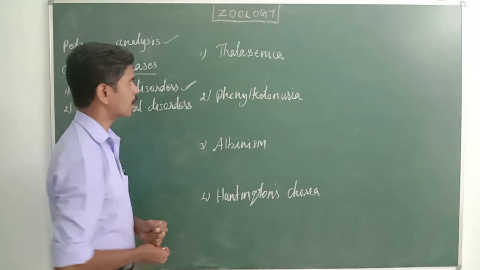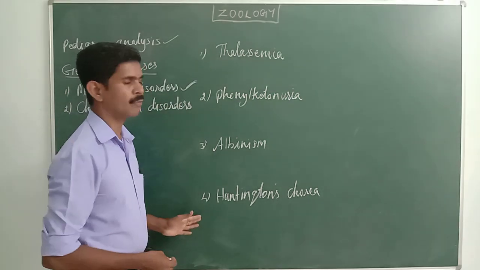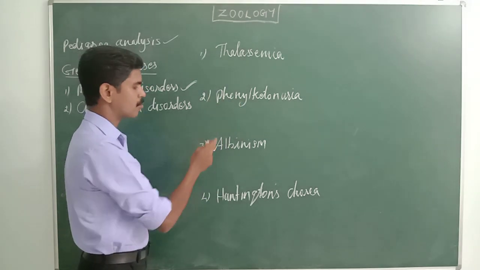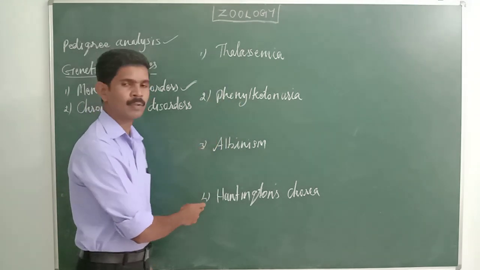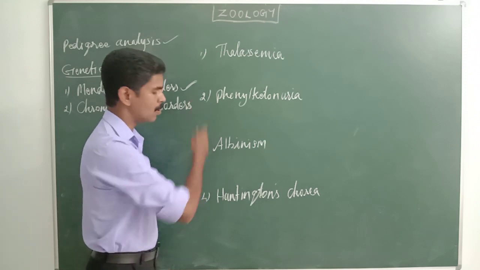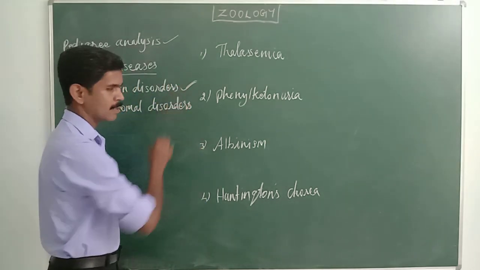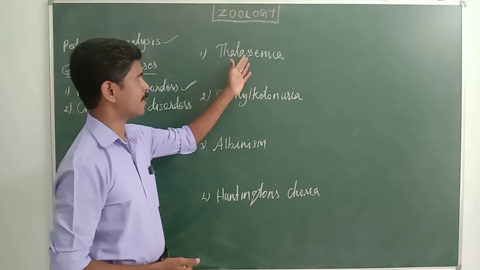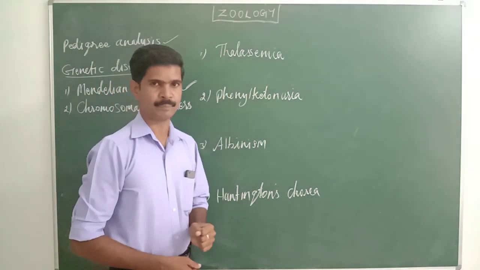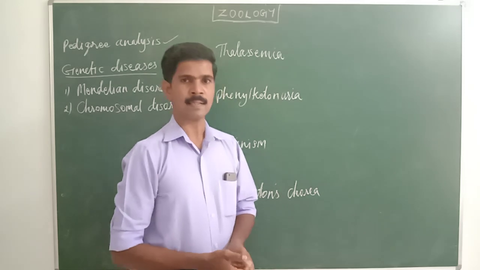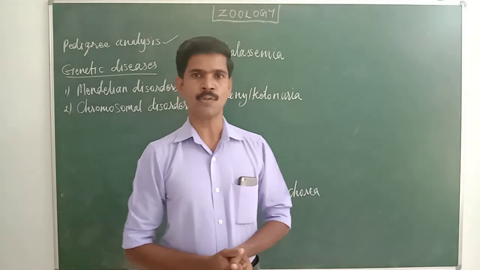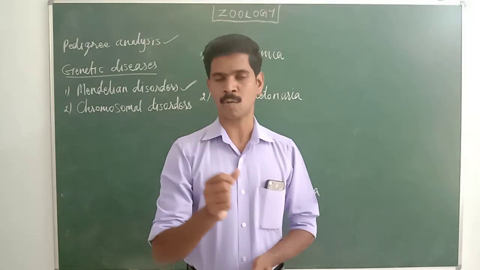These four are examples of Mendelian disorder: first thalassemia, second phenylketonuria, third albinism, and fourth Huntington chorea. Listen very carefully, dear students. First I am going to explain thalassemia. Thalassemia is an autosomal recessive disease. This disease is due to the recessive condition of one autosome.